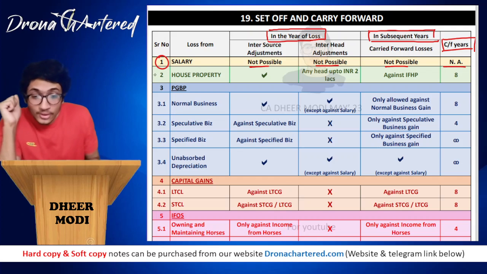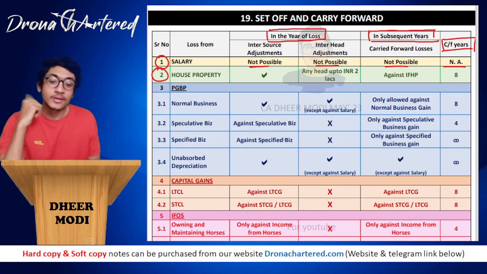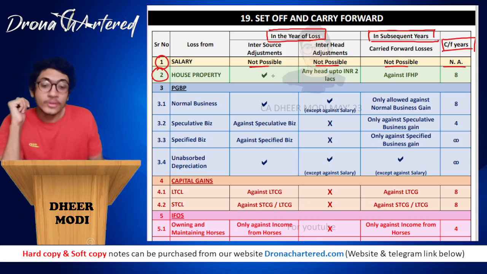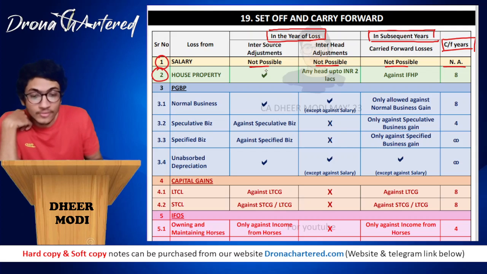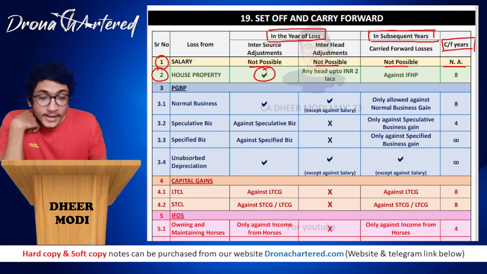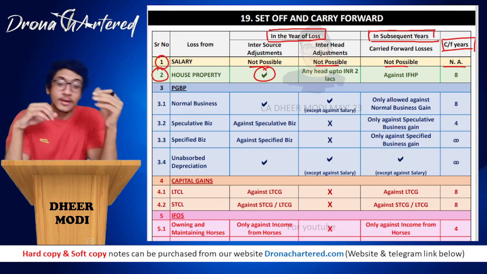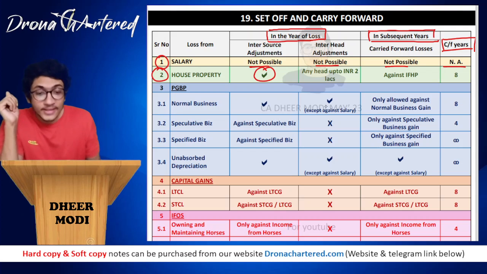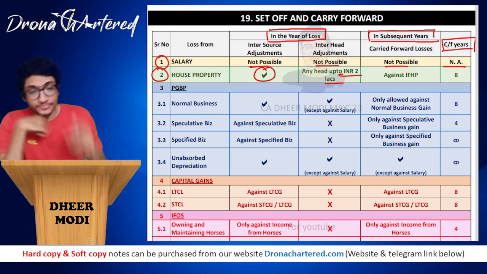Woohoo. Okay. Your second is your house property, that is HP. IFHP, that you call income from house property. So inter-source adjustment is allowed. That means loss from one house property can be set off against income from another house property. Therefore, this is a tick mark. And inter-head adjustment, that means loss from a house property can be set off against any other head only and only up to INR 2 lakhs.